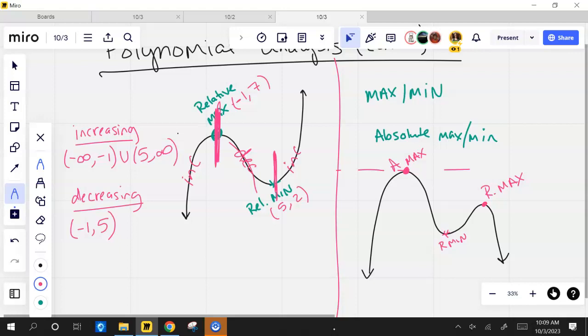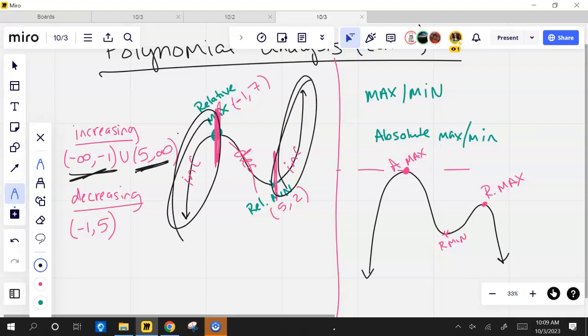The U combines those intervals. This says this is increasing, but also this is increasing also. Okay, so the decreasing is only happening right here in the middle, right? That's between negative 1 and 5. So that's why I got that. All right. Okay. Tell me when you're ready.